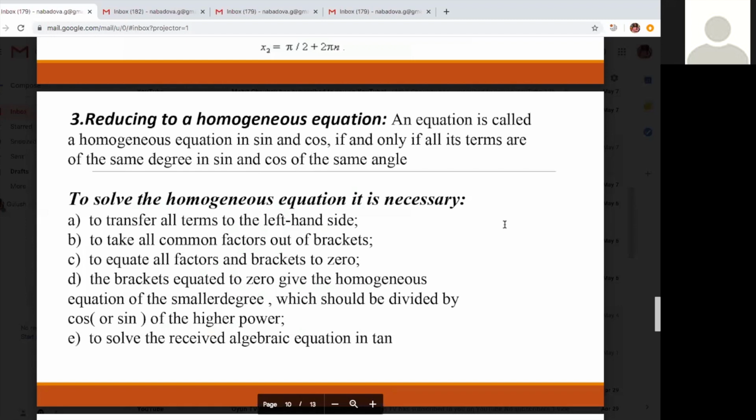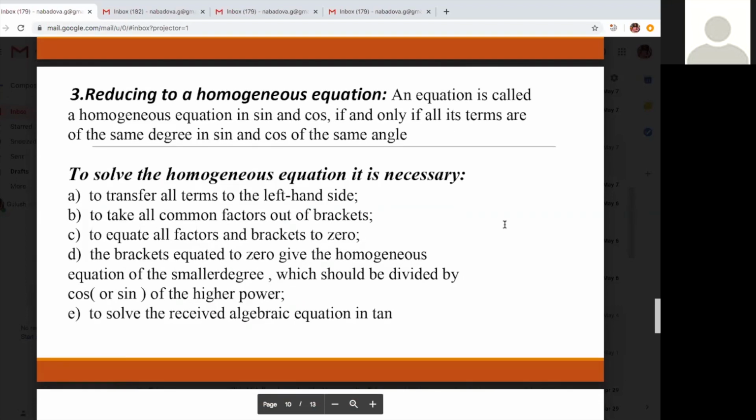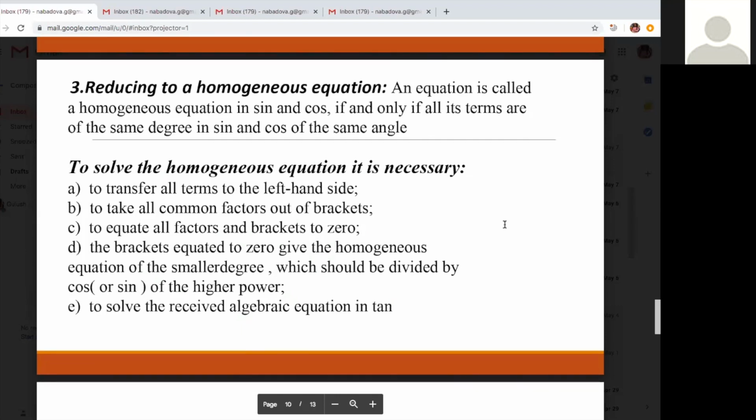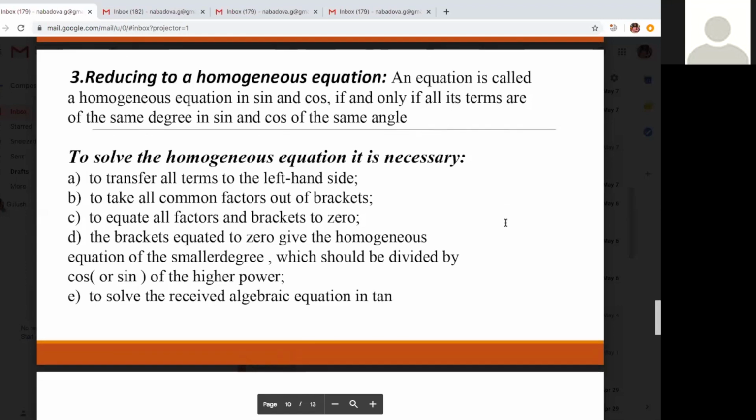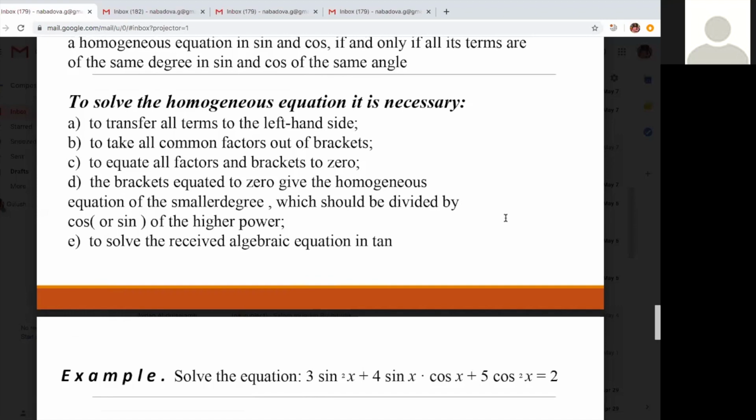A. To transfer all terms to the left-hand side. B. To take all common factors out of brackets. C. To equate all factors and brackets to 0. D. The brackets equated to 0 gives the homogeneous equation of the smaller degree, which should be divided by cosine or sine of the higher power. E. To solve the received algebraic equation in tangent.